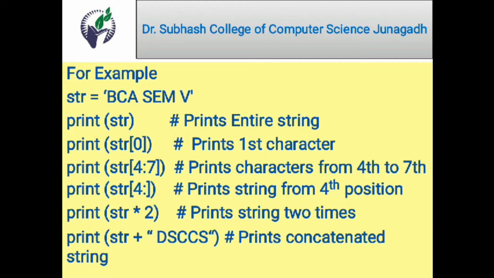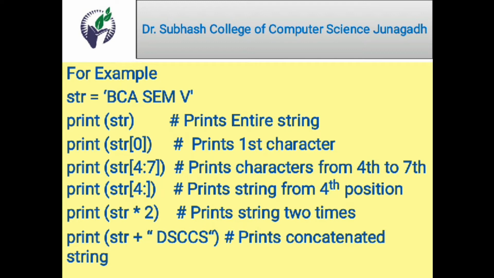Then again we are printing the string from 4 to 7. Here it will print from 4 up to 7 minus 1, that is the 6th character. Here it is 0, 1, 2, 3 and 4. S is the beginning of this slice str[4:7], the fourth character is S, up to 7 minus 1, here 4, 5 and 6. So this print statement will print the 4th, 5th and 6th characters of the string BCA SEM5. It will print only SEM for this statement.